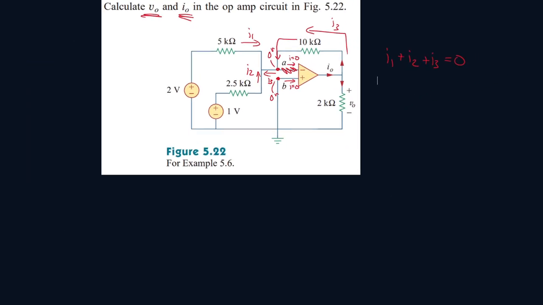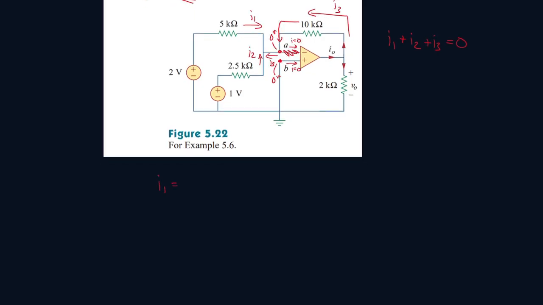So I1 will be equal to 2 minus 0. Recall this whole region is 0 volts. So 2 minus 0 all over 5,000 ohms. And that gives me 4 times 10 to the minus 4 amps. I2 will be 1 minus 0 all over 2,500 ohms. And that gives me 4 times 10 to the minus 4 amps again.